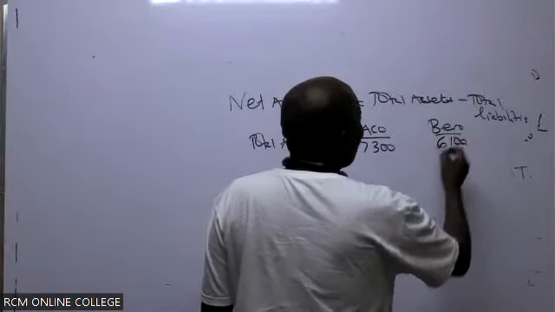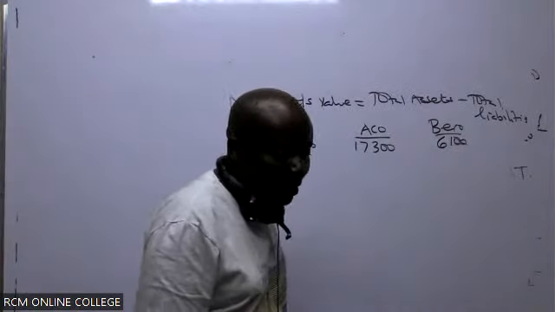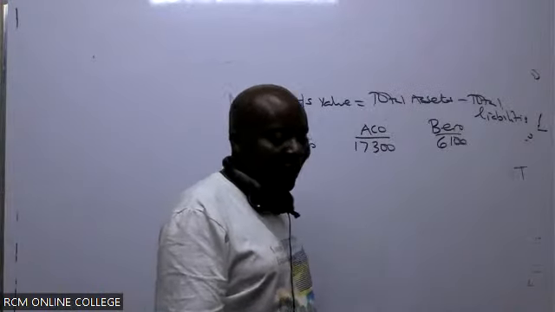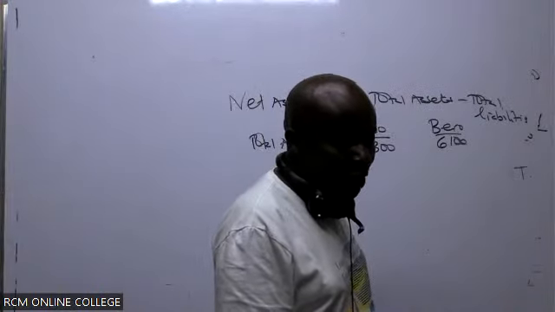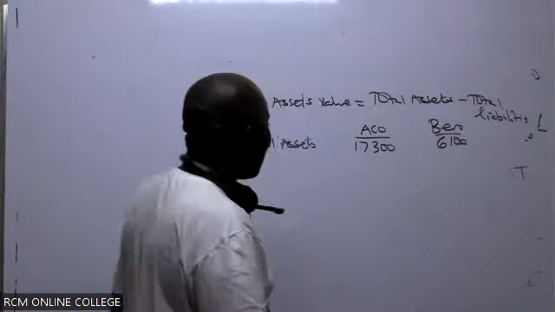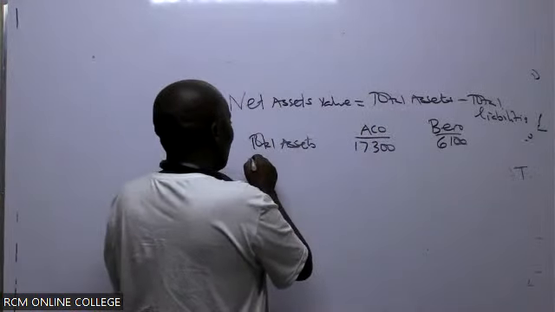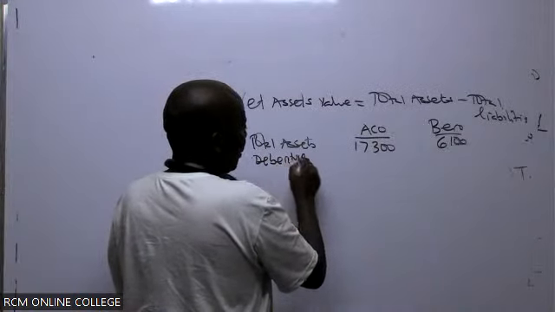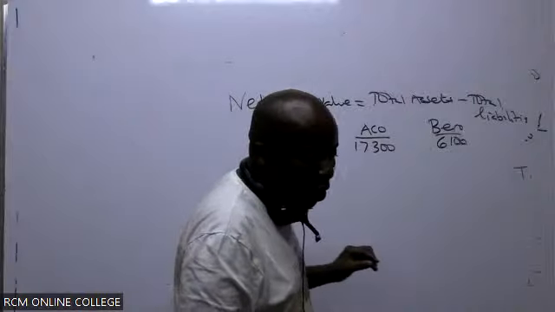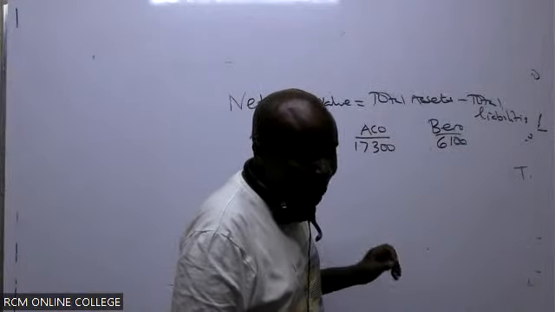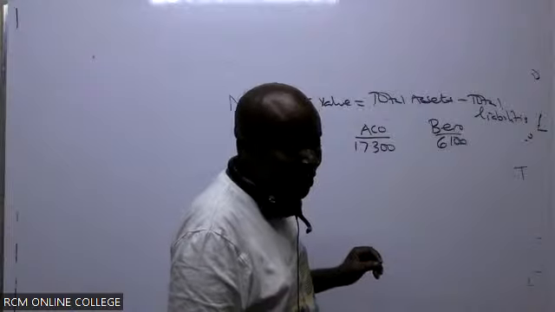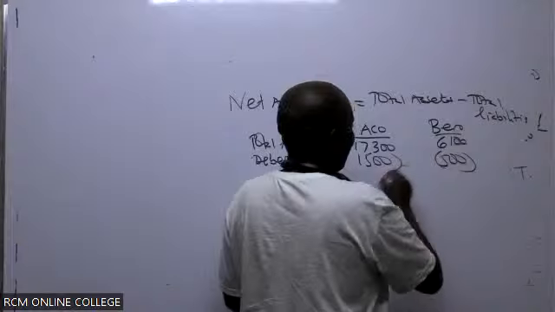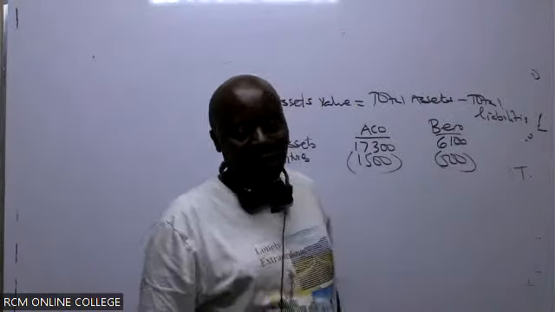So we search for any liabilities that they could be having. Do they have any liabilities? Oh, yes, they do. Number one, they have what we call debentures. For ACO, we can see 10% debentures, 1,500 and 500. Do they have any other liability, my friends, my colleagues?